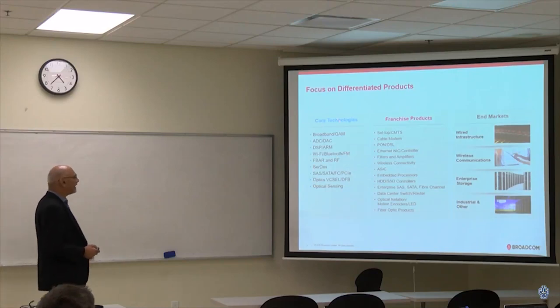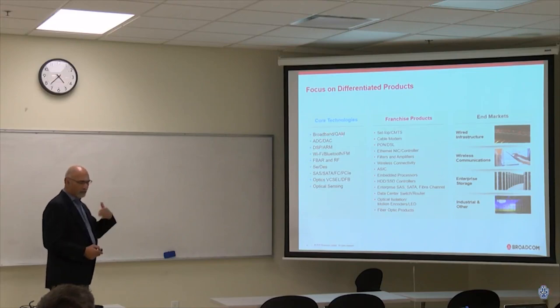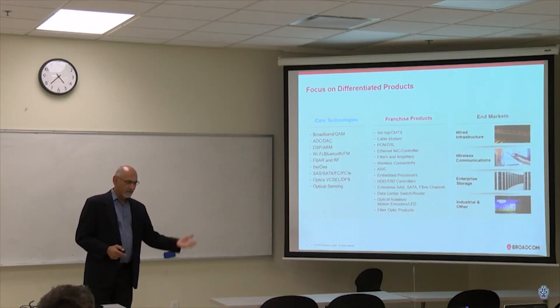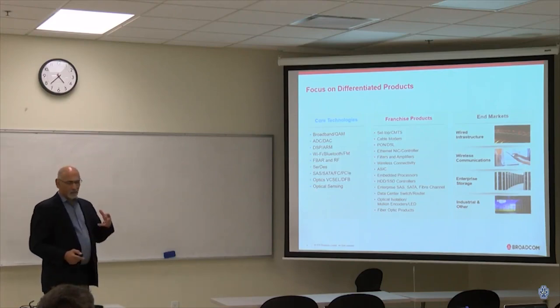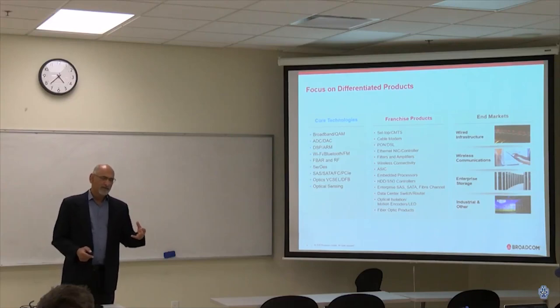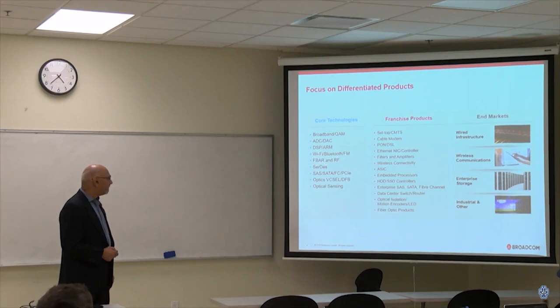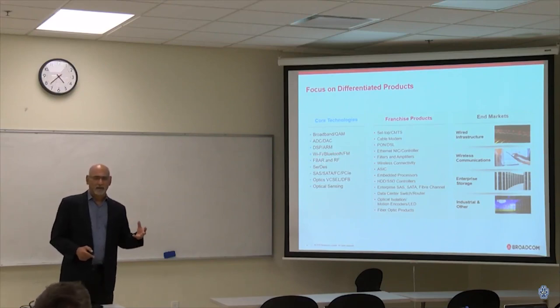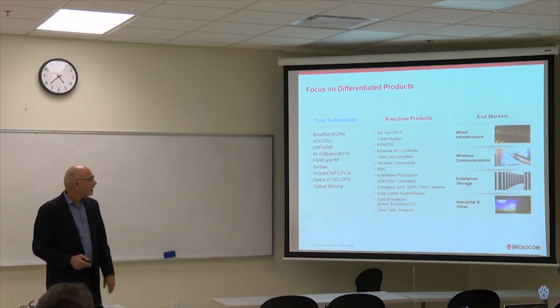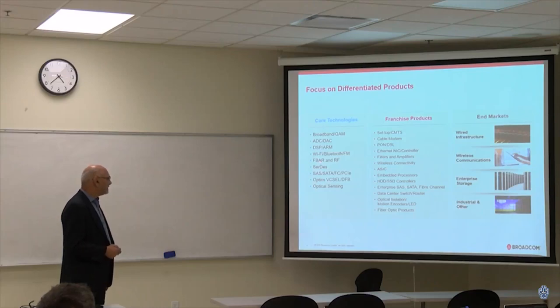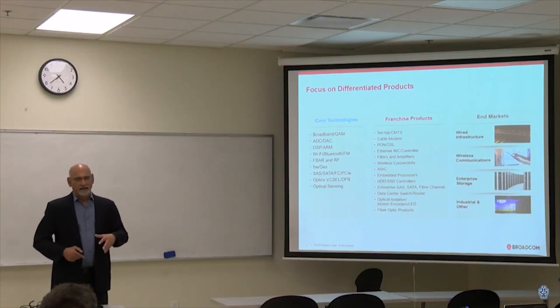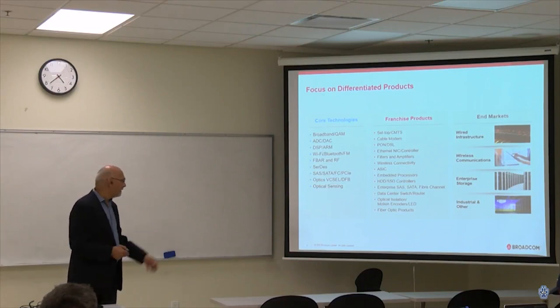What are our products? We have core technologies in broadband and QAM, and we're a lead provider of set-top boxes and cable modems. Also, the original Avago had very rich mixed-signal technologies like FBAR and RF, and pretty much every smartphone in the world has a component from Broadcom in it. We have technology in SerDes, optics, optical sensing, which led to a bunch of products: set-top boxes, cable modems, PON and DSL modems, Ethernet controllers, filters, wireless connectivity, and a very strong switching history. All the data center switching and all the core network switching are mostly out of Broadcom.